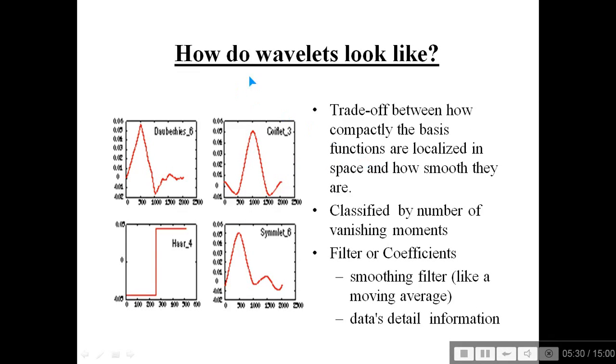So how do wavelets look? We have Haar, we have Daubechies, we have Coiflets, we have Symlets. There is a trade-off between how compactly the basis functions are localized in space and how smooth they are. They are classified by the number of vanishing moments. So filters and coefficients: we have a smoothing filter like a moving average. Detail information is also there.